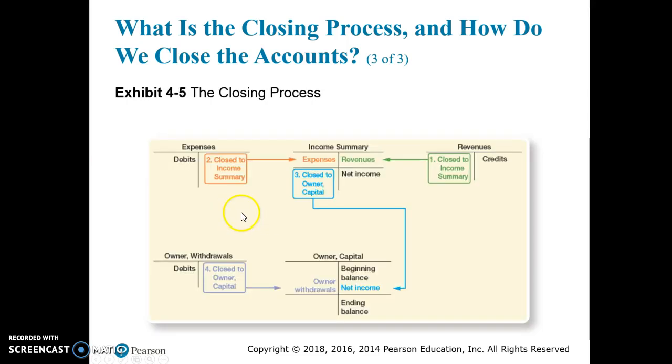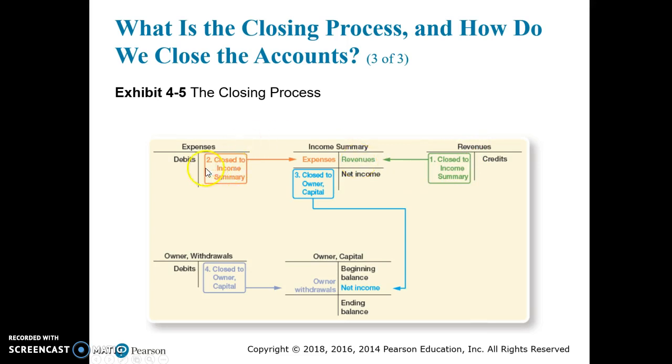All right, so write these down. Step 1 is to close your revenue accounts into income summary. Revenues have a credit balance, so to get rid of it, whatever the total is for the credit, you would debit the revenue. If you debit the revenue, then you credit income summary. Okay? So write it down, the first step is close your revenue into income summary.